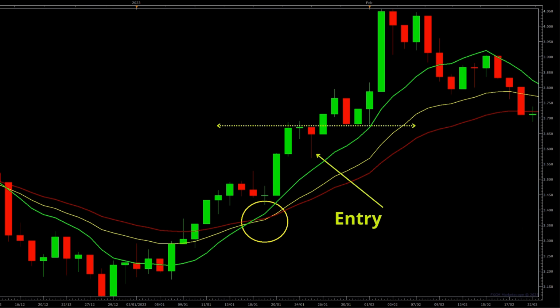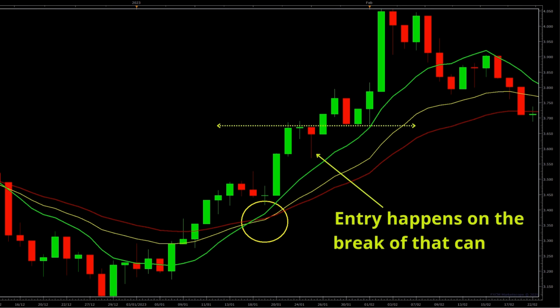And here is the final step: the entry trigger. We enter the long trade on a break of the high of that pullback candle. The moment the price moves above this level, our trade is active.